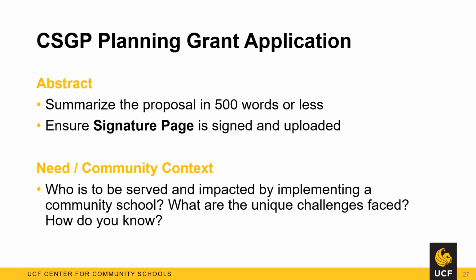Now, we're going to walk through each section of the application, and I'm going to give you a little bit more information regarding what to include in those sections. The abstract section summarizes your proposal in 500 words or less. In those 500 words, outline the core partners, those intending to be on the MOU, outline which school will be the recipient of the award, and what you hope to accomplish with the funds.